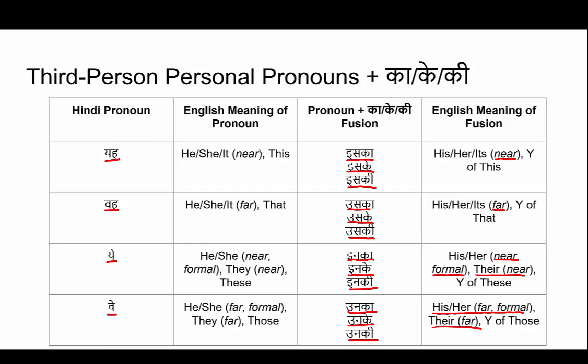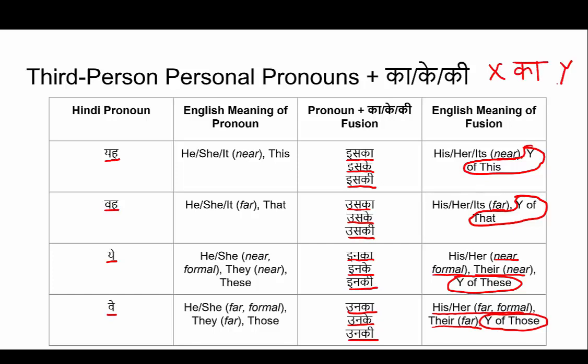Rarely in Hindi, or English for that matter, will you see the third person possessive pronouns be used to mean "of this," or "of that," or "of these," or "of those." So you don't have to worry about those definitions too much. And remember, in X ka Y, Y is the noun being possessed.